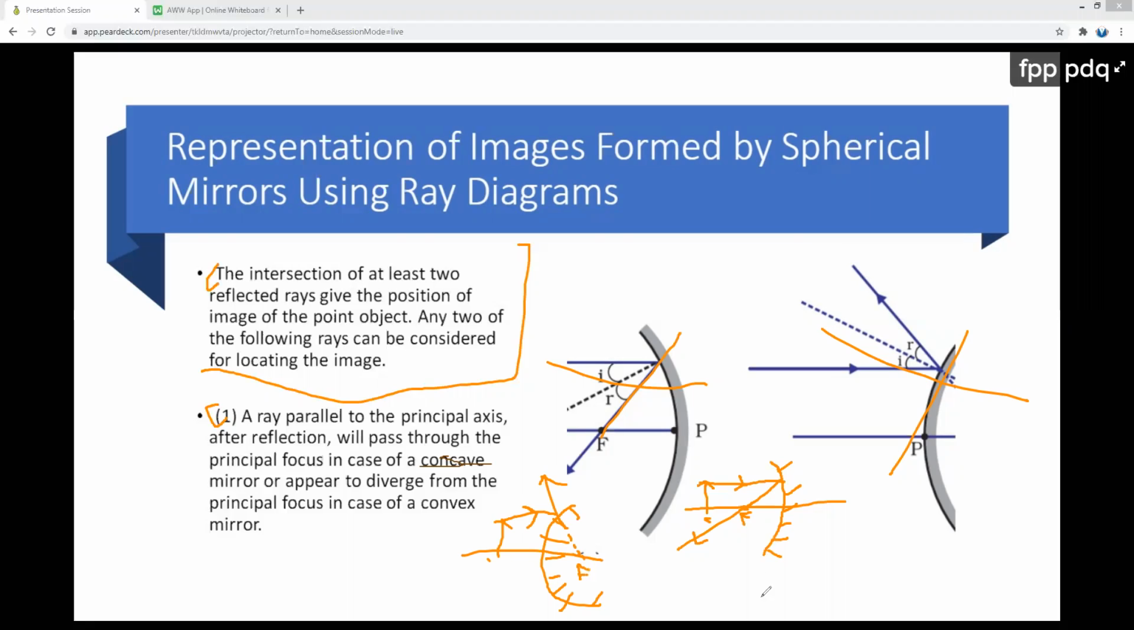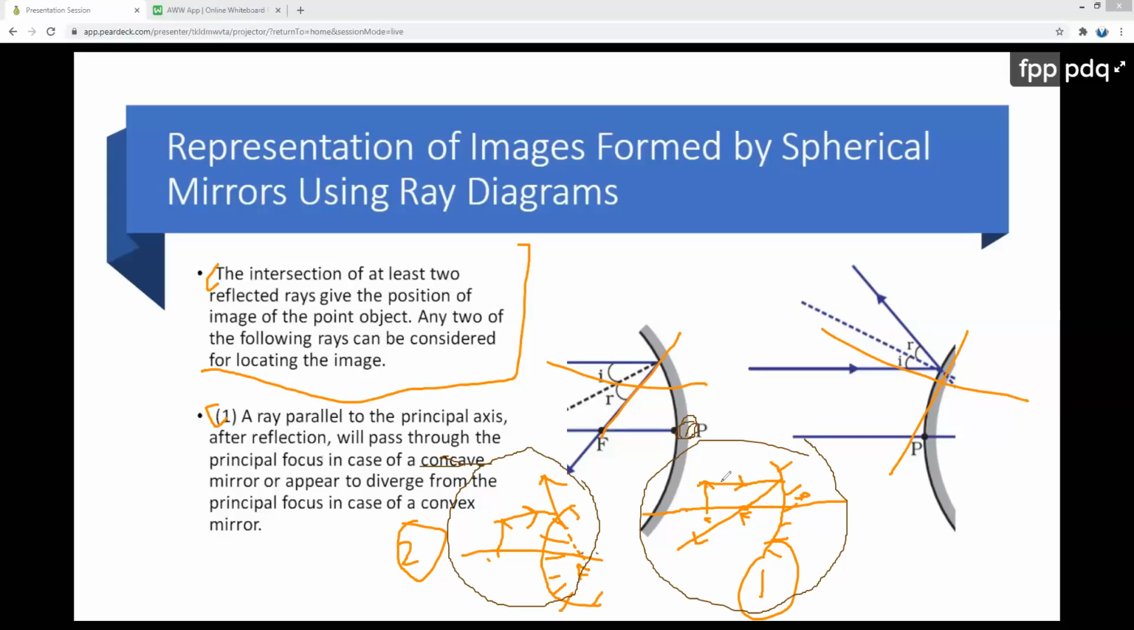So you can check these two ray diagrams as well. This is the first one for concave and the second one for convex. You can see over here, this ray of light is parallel to the principal axis. So this is the principal axis. This straight line is the principal axis, and this point P is the pole.